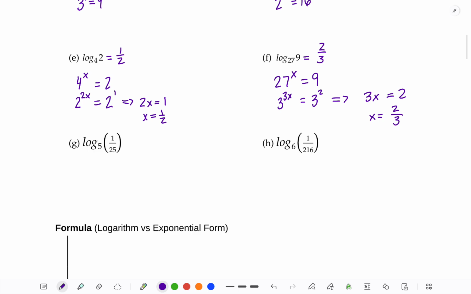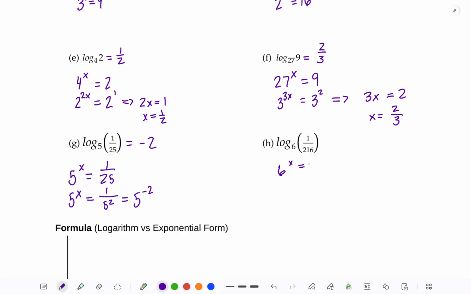And these last two really illustrate the property that we can't take the log of a negative number, but we can get a negative answer from a logarithm. So for this log base 5 of 1/25, that's 5 to what power is 1 over 25. And this is where you just need to remember 25 is 5 squared, and 1 over 5 squared is 5 to the negative 2. So 5 to what power is 5 to the negative 2? Negative 2. We get negative 2.